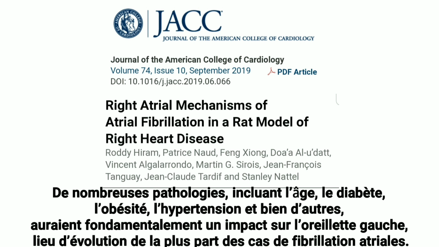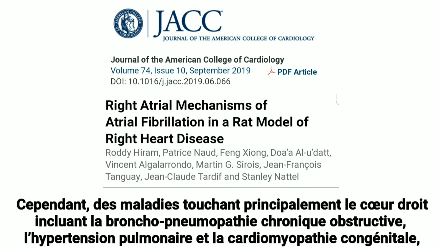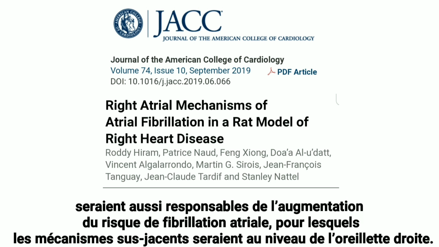an impact on the left atrium, where most of the cases of atrial fibrillation evolve. However, common conditions principally affecting the right heart, including chronic obstructive lung disease, pulmonary hypertension, and congenital heart disease, may also increase the risk of atrial fibrillation, but the underlying mechanism appears to be in the right atrium.